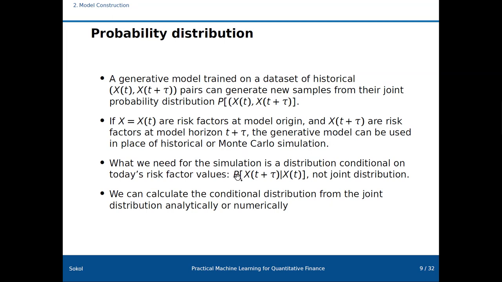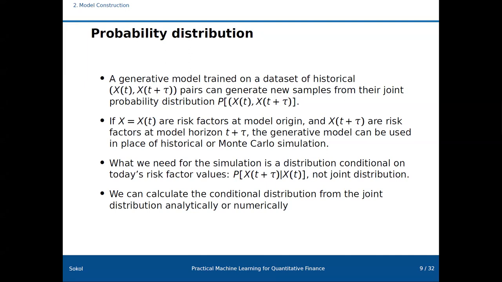What we need for the simulation, however, is a distribution that's conditional on these risk factor values, right? In other words, we don't want the model to generate samples of future rates and also various rates today. Why? Because we know what the rate today is. We don't have to simulate randomly when we're doing risk. We're not interested in simulating scenarios of what today's rates could be because we know what they are.